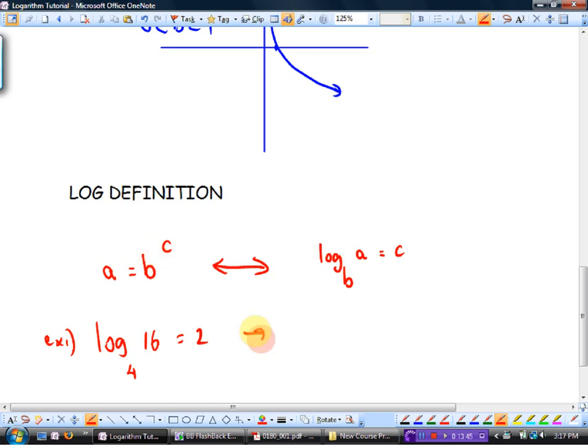Because can you write the exponential version of that? What to what power equals what? 4 squared equals 16. Mr. Camozzi is quite right. I picked a bad example because 2 to the 4th also happens to equal 16.